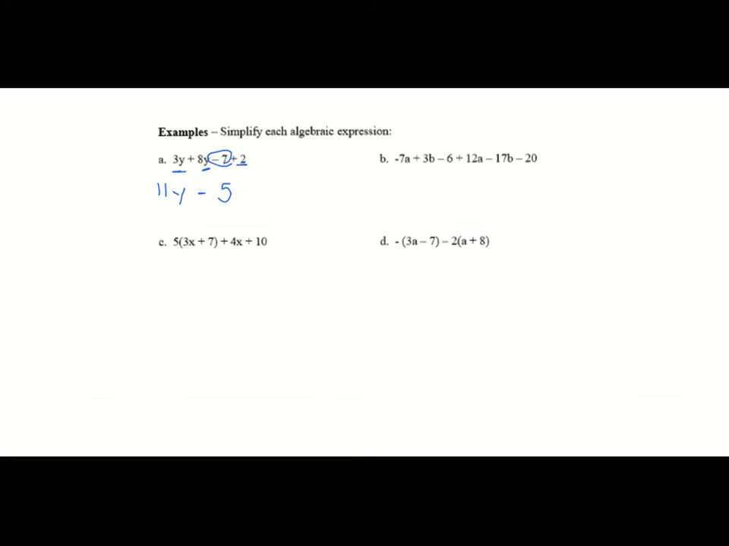So for our first one, I have 3y, and then I have 8y. So those are like terms, so I'm going to add them together. And 3 plus 8 will give me 11y. And then I have constant terms. So I have -7 plus 2. And you always look to the sign before your term to see what the sign of the number is. So, it's like the same as -7 or -7. -7 plus 2 will give me a -5. And then 11y minus 5, I can't do anything with. So that's my final answer there.